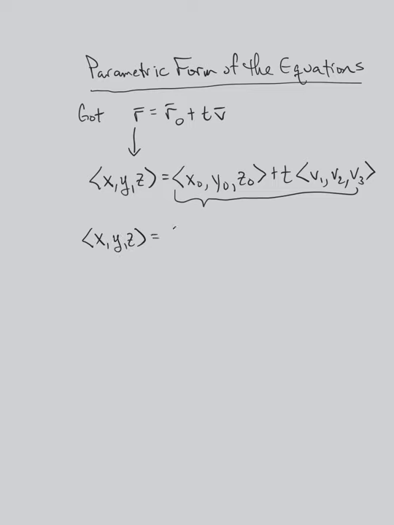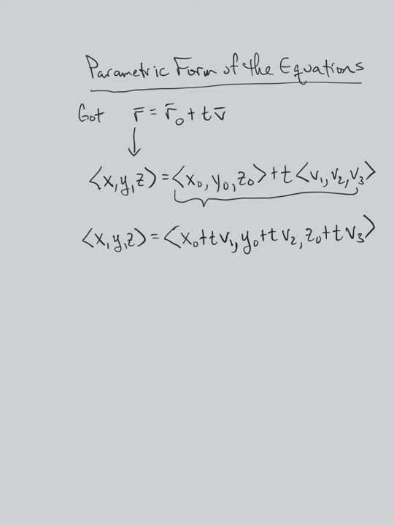then whenever we add the two vectors together, we'll add their first components. So that'll be x naught plus t times v1. Then in the second component, we'll get y naught plus t times v2. And then in my third component, I get z naught plus t times v3. Okay, like that.